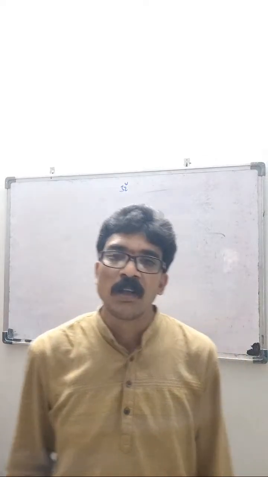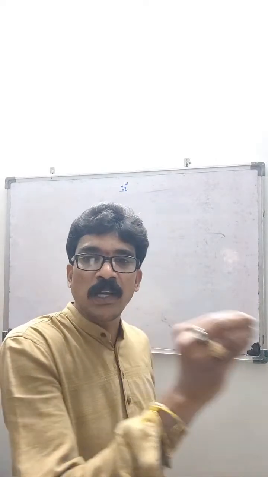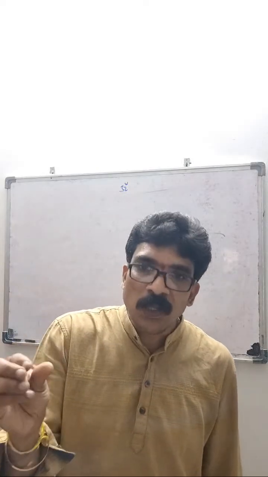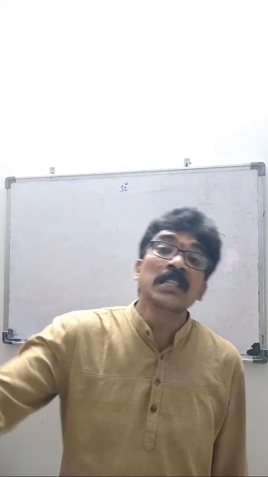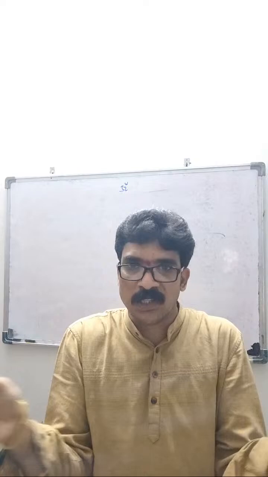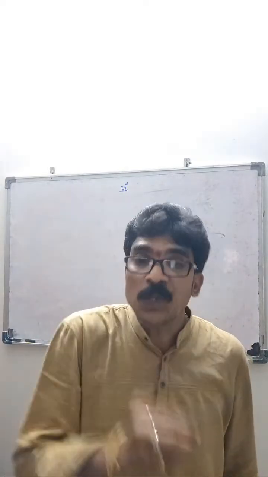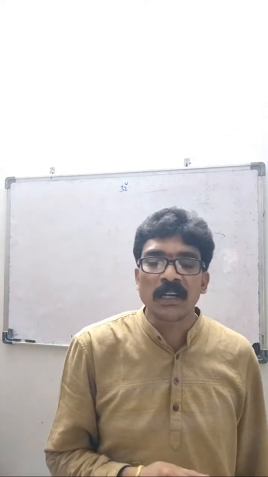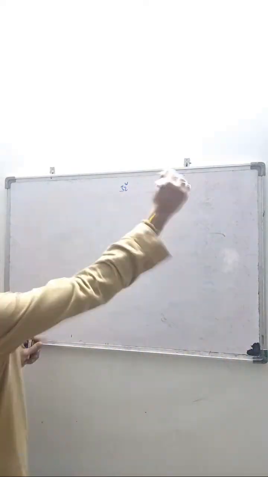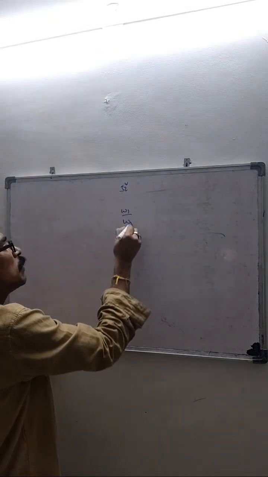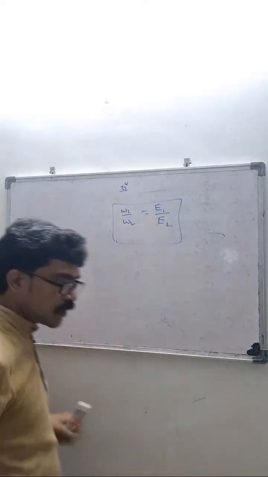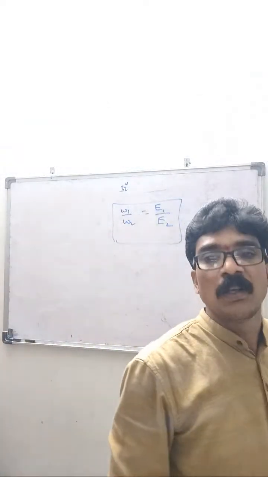For example, I pass 1 Faraday of electricity through copper sulfate, and 1 Faraday through AgCl. The same current passes through the two different sources. Therefore, the weight ratio of the respective electrodes is directly proportional to their equivalent weight ratio, because the quantity of electricity is the same. Therefore, W1 by W2 is equal to E1 by E2.